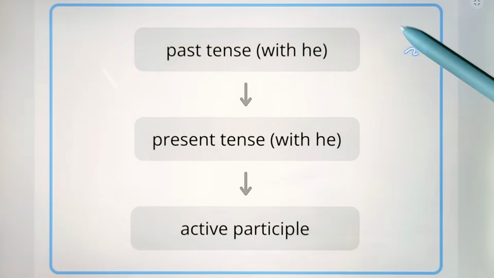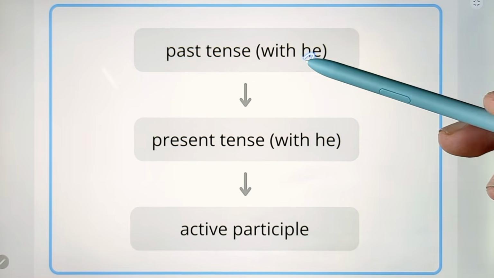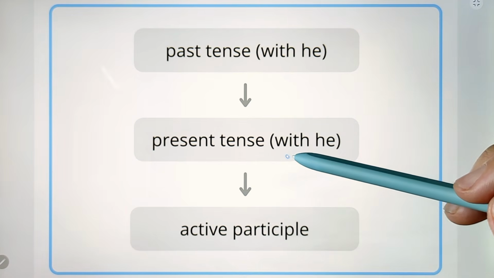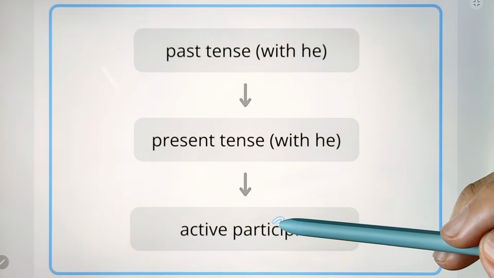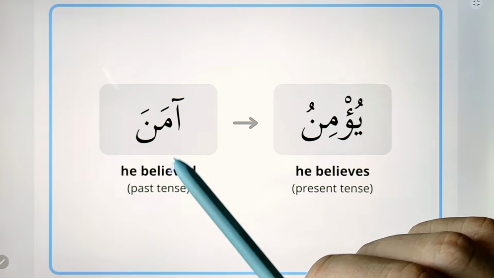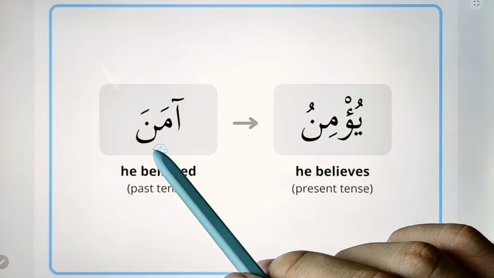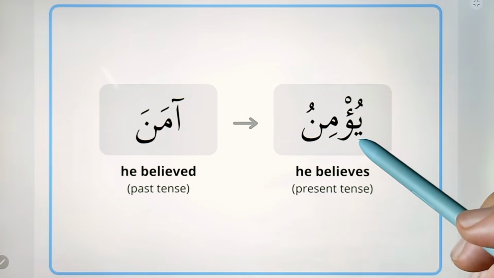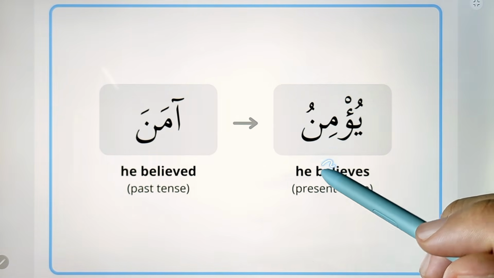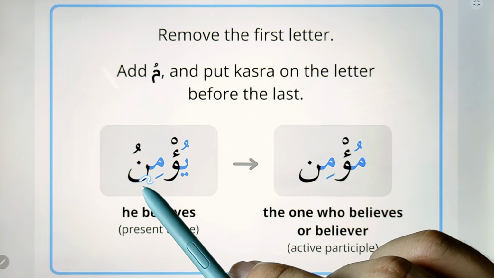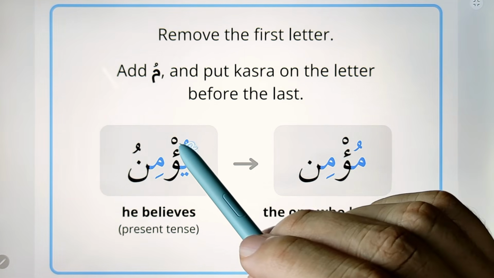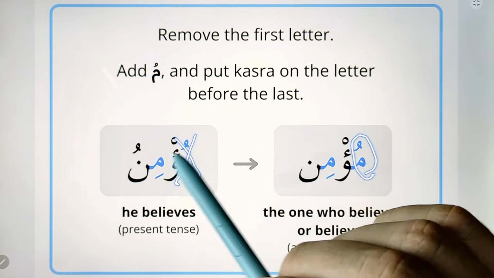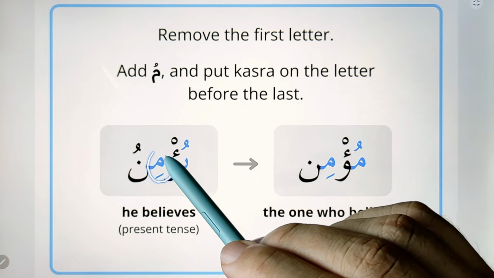All we need to do is take the verb with he in the past tense, then change it to the present tense, and then we get the active participle. For example, آمن means he believed, so let's get to the present of this verb. يؤمن means he believes. Since we now have the verb in the present, all we need to do is remove the ya and add mim with a dhamma, then add a kasra on the letter before the last.